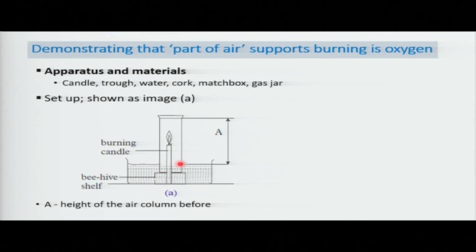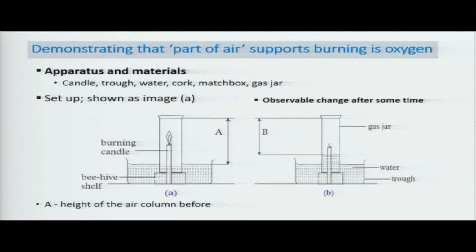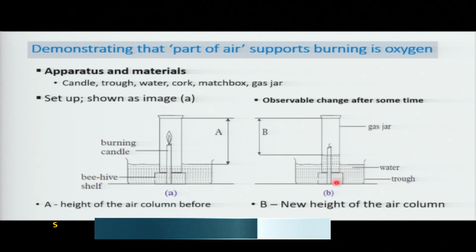Now, you remove the gas jar and bring your candle, which is burning, and put it inside the experimental setup, cover it up with the gas jar. Let it burn for some time. Then take notice what will happen. So these are the observable changes after some time. You're noticing the candle after some time, it goes off, no more lighting. Then you notice the volume of water in the gas jar has increased. If you compare A and B, we're having A reaching here, then we're having B reaching here. B is the new height of air column after the candle has gone off.